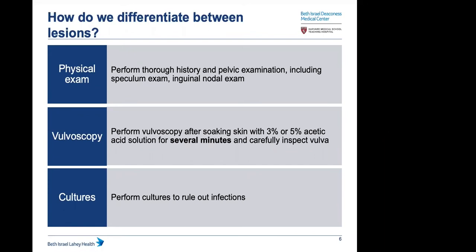The other thing to point out when performing vulvoscopy is that sometimes we can overinterpret aceto-white changes within the vulva, particularly within the vestibule and along the perineum, and in particular in postmenopausal patients. So it's important not to overread these findings. And then if there's any abnormality whatsoever, please biopsy these lesions. So we'll go on to that.